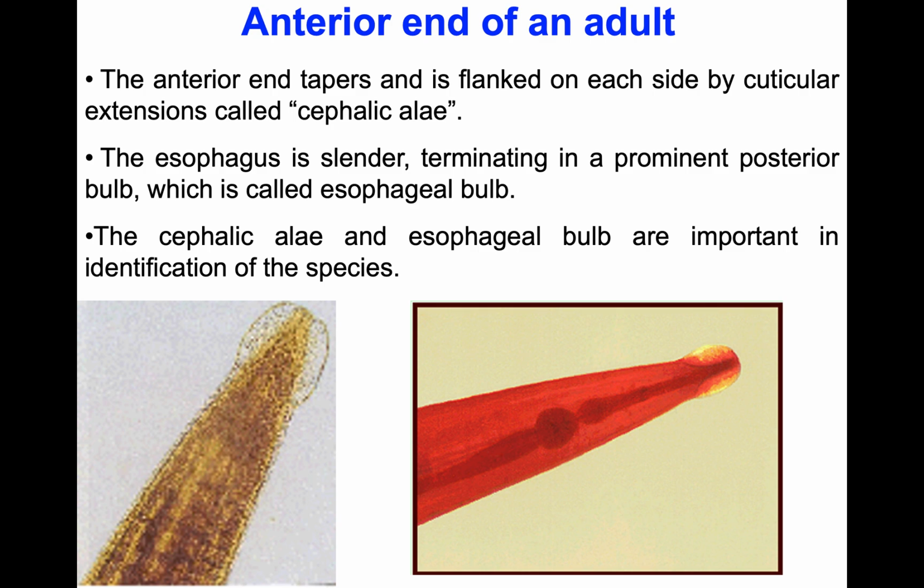This is the anterior end, tapered and flanked on each side by a cuticular extension called cephalic alae. The esophagus is slender, terminating in a prominent posterior bulb, which is called the esophageal bulb. The cephalic alae and esophageal bulb are important in identification of the species.